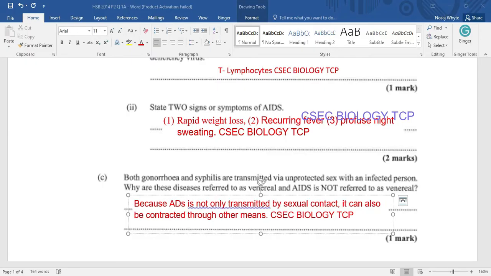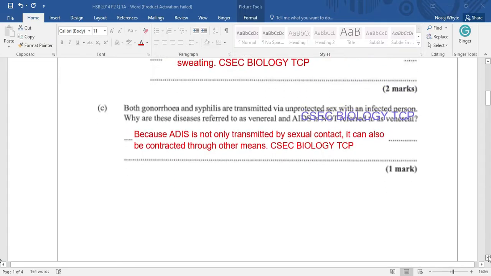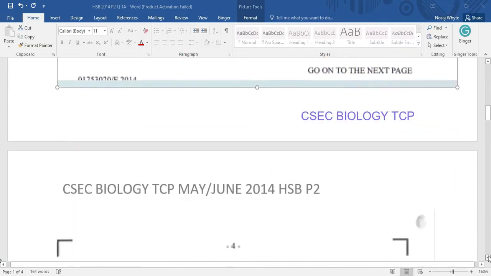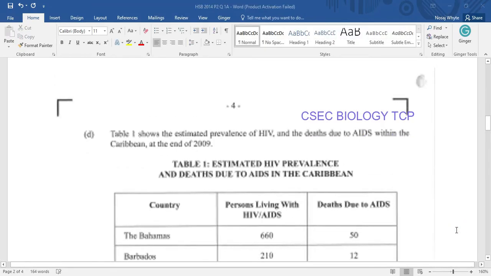So that is pretty much the reason for AIDS not being classified as a venereal disease, but instead a non-venereal disease. So if a disease can be contracted via sexual intercourse or other methods, then we are going to consider it to be a non-venereal disease. However, if it is only contracted via sexual means, then it's going to be venereal.